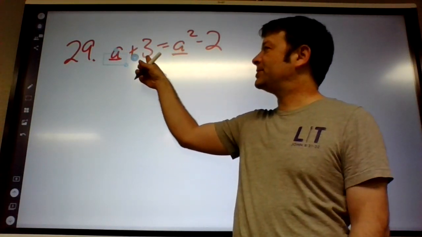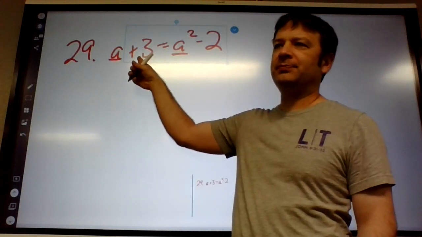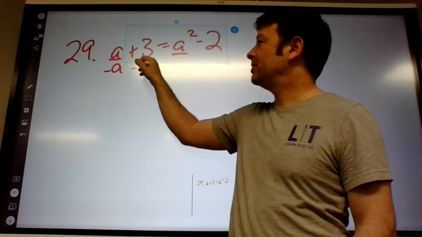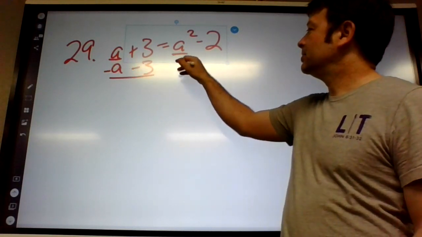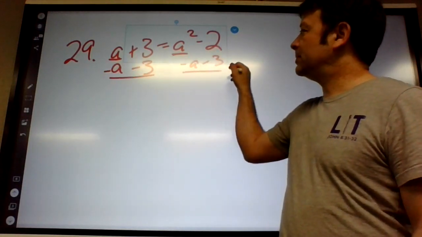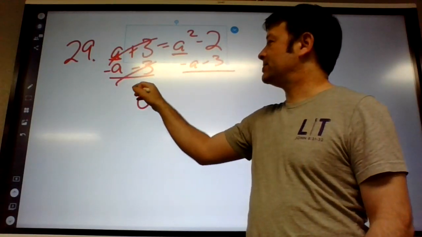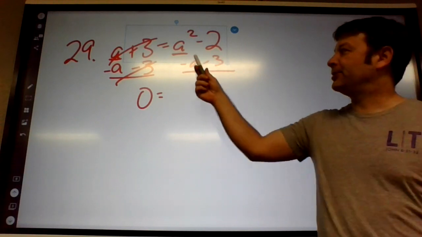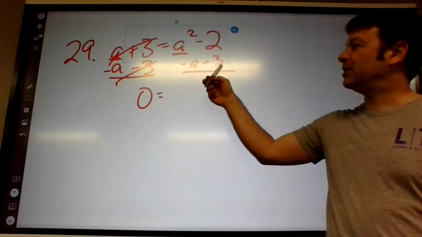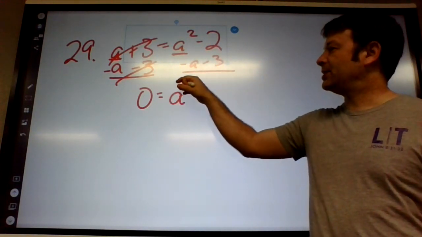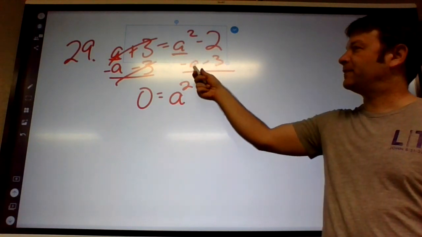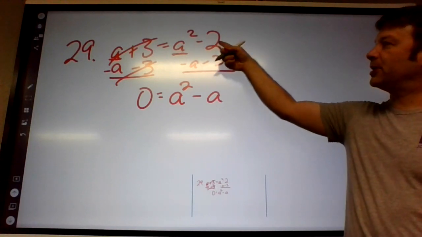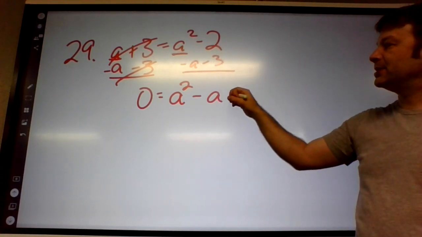So how do I move these two guys over? How do I get rid of the plus a on the side? Yeah, minus a and minus 3. Okay, so that just goes away. We get 0. That's what we want. We want one side with nothing. Now, do all these mix together? No. A squared is by itself, and then a minus a, and then these two do go together. Negative 2 minus 3 is negative 5.